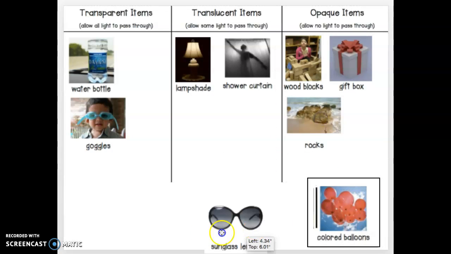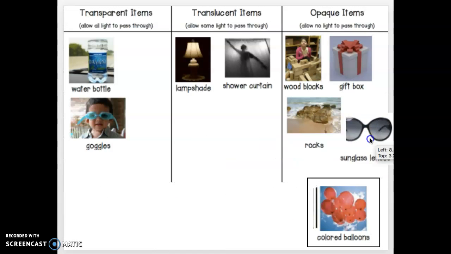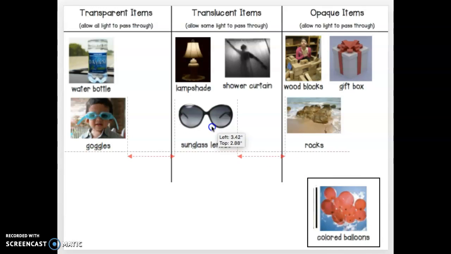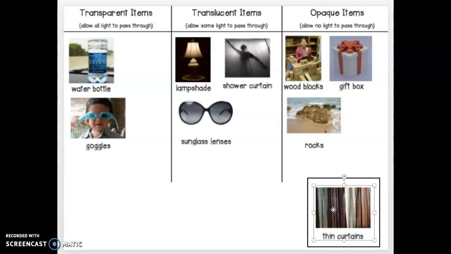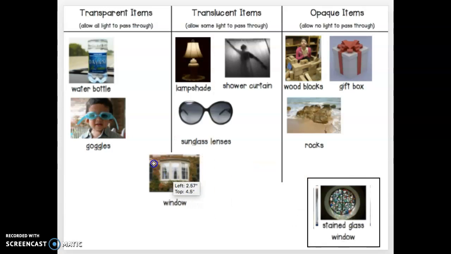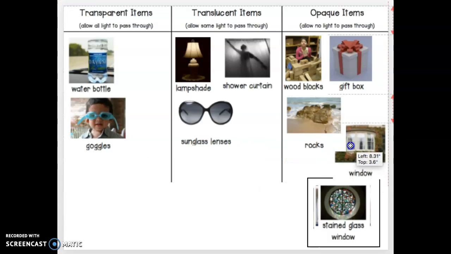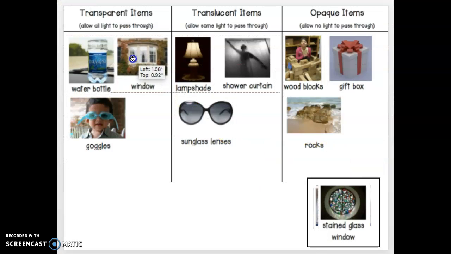What about sunglasses? All the light, some light, or no light? It would be translucent, some light, otherwise there wouldn't be a point of sunglasses. Okay, let's look at another one, a window. Do we let all the light pass through, some of the light pass through, or none of the light pass through? You're right, we allow some light through in a window. Good job.